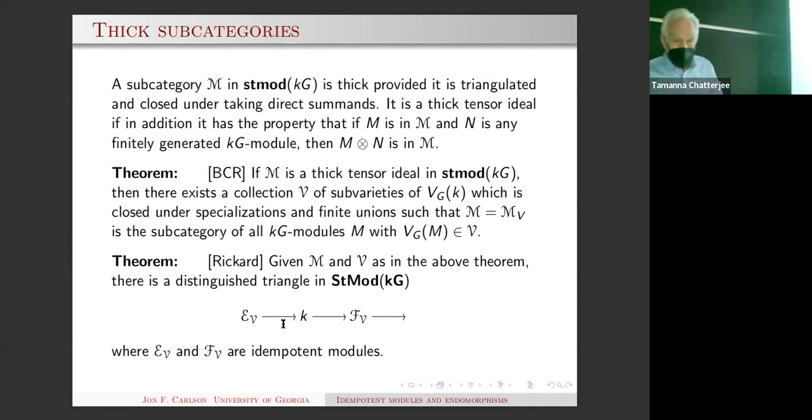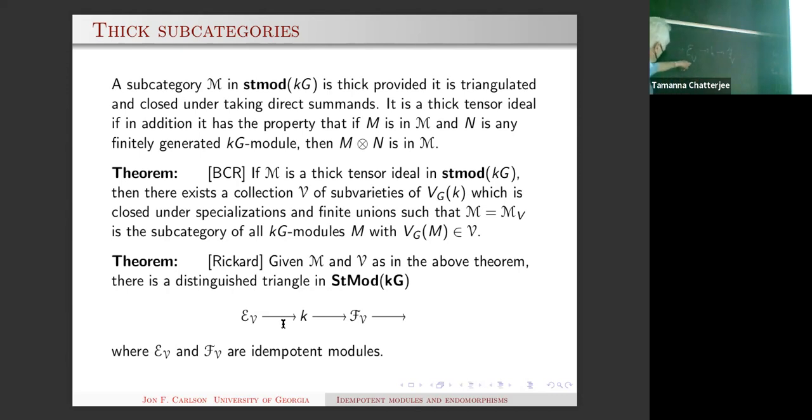Okay, Rickard proved this. He said, given M and V as in the theorem, then there's this distinguished triangle where this E_V and F_V are idempotent modules. We're going to use this enough, so let me actually write it on the blackboard. Okay, so we've got a triangle, E_V goes to K, goes to F_V. So this is a triangle in the stable category.